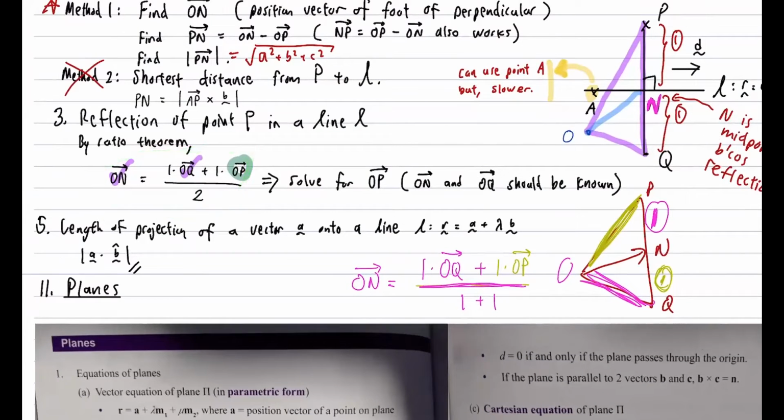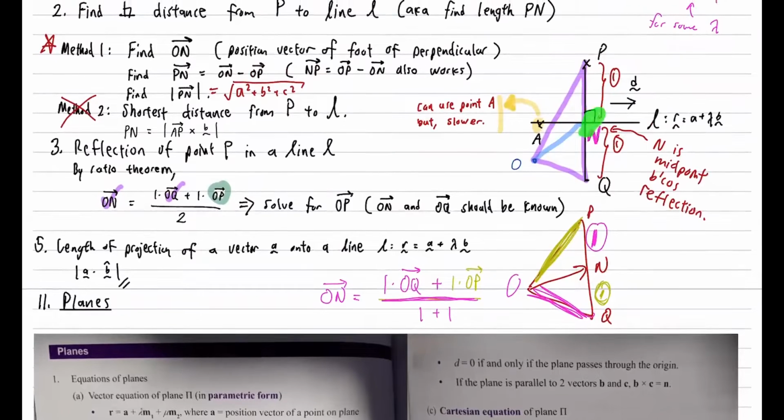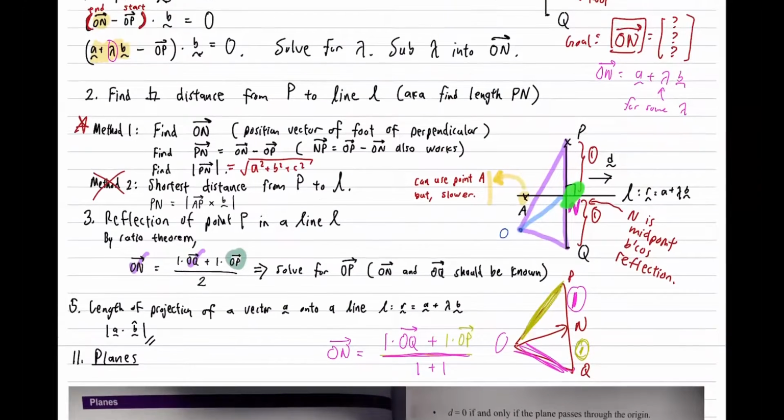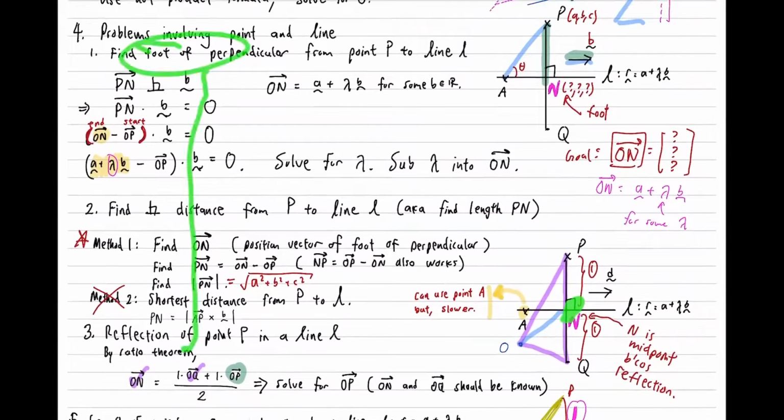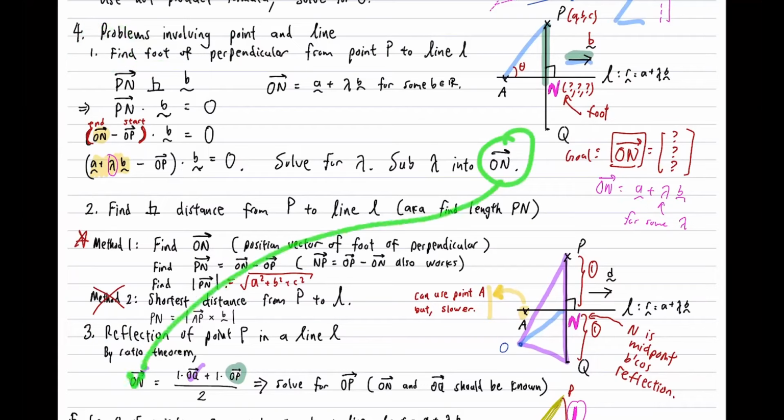From here, what you should realize is that vector ON, we already found it from step 1. Notice that? Find the foot of a perpendicular. We already know what's ON. This question usually is part 1, then part 2, then part 3. Part 1 given, find foot, meaning we solve for ON. We already found it, so this is a purple tick. How about OQ? What's OQ?